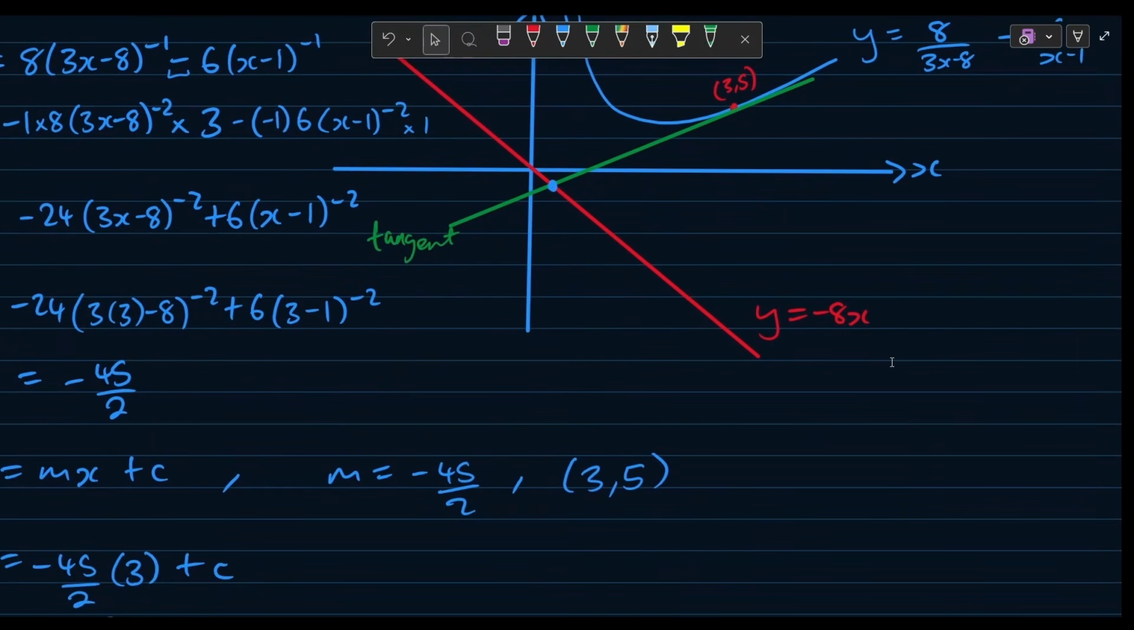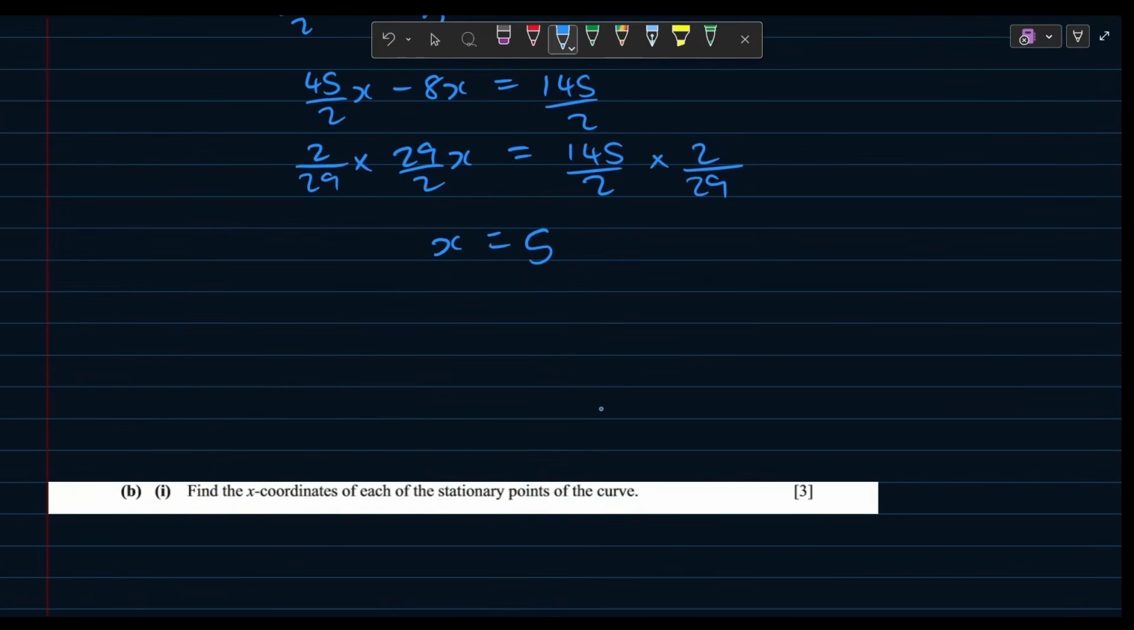To get y, I can just use our equation here, y equals negative 8x. So y has to be negative 8x, x being 5. So y has to be negative 40. And so therefore, our coordinates of that point of intersection are (5, -40). That is our solution for 6 marks.